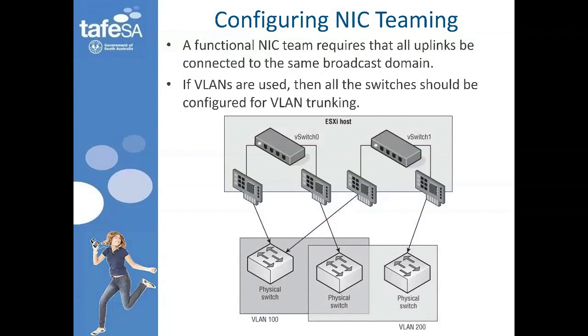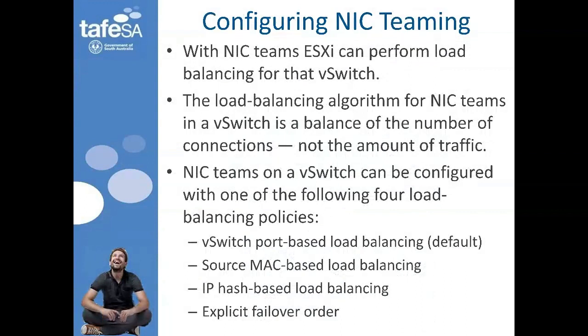Yep, so you can see that this particular physical switch participates on both VLAN 100 and VLAN 200, whereas these other two only participate on one or the other. With NIC teaming, ESXi can perform load balancing for that vSwitch. The load balancing algorithm for NIC teaming in a vSwitch is a balance of the number of connections, not the amount of traffic. So that's a key point.